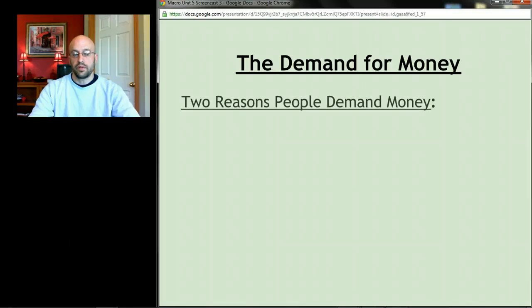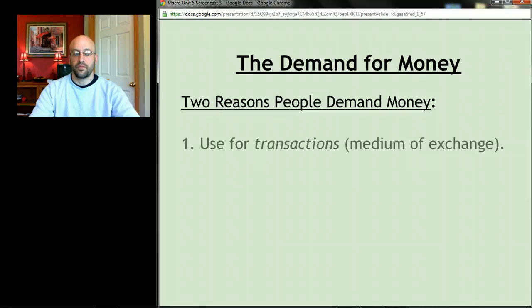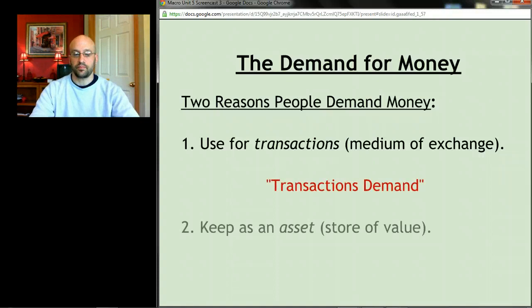Now the demand for money is the combination of two reasons that people actually want to hold on to money. The first reason is to use in transactions, to buy stuff with, to use money as a medium of exchange. We call that transactions demand. The second reason that people want money, have a demand for money, is to keep money as an asset, to use money as a store of value, to keep money in your pocket, not because you want to buy something today necessarily, but maybe you'll want to buy something tomorrow or the next day. We call that asset demand.